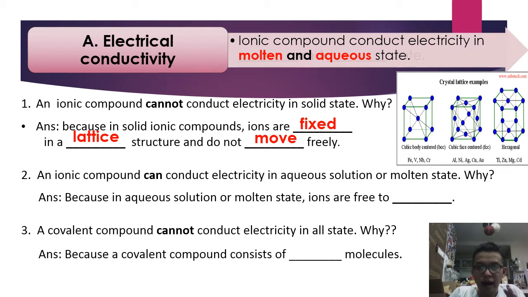If the question asks why ionic compounds can conduct electricity in the aqueous solution or molten state, it is because the ions are free to move. Covalent compounds cannot conduct electricity in all states. Why? Because they consist of neutral molecules.